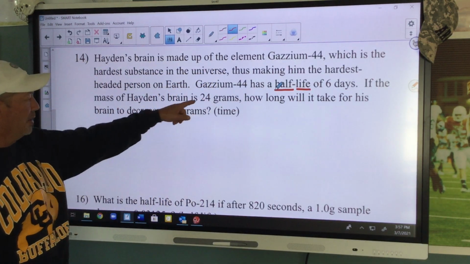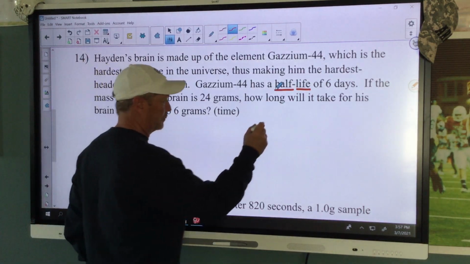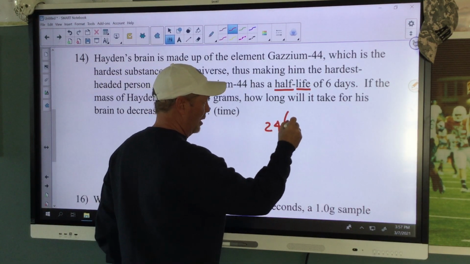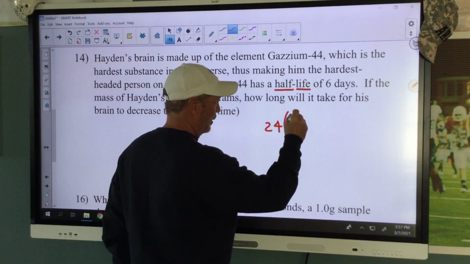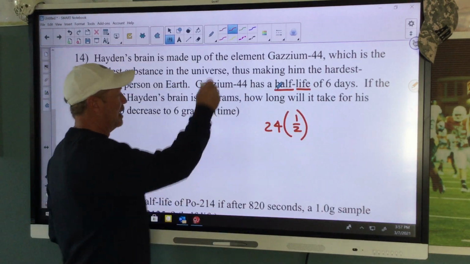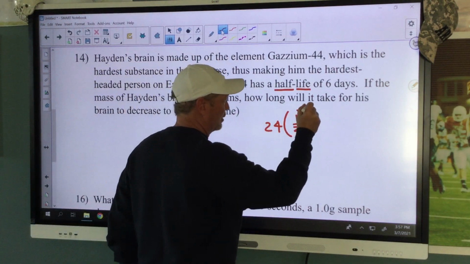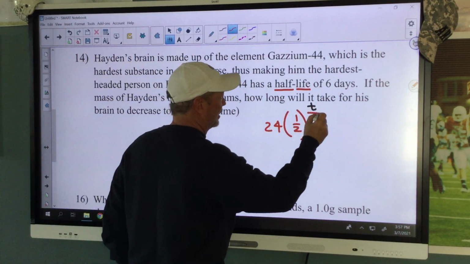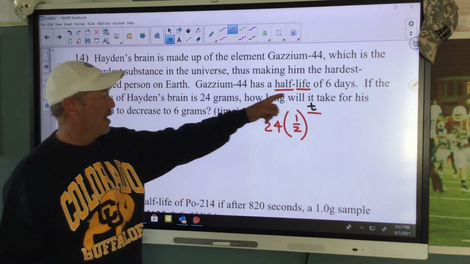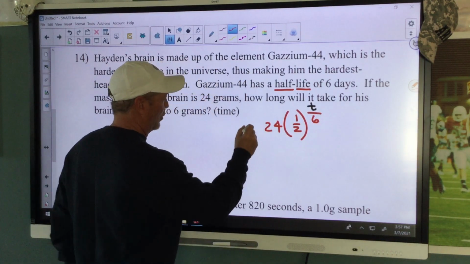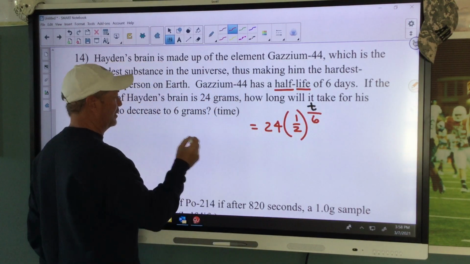So our initial amount is 24 grams, parentheses, 1/2, okay? They're asking us to solve for time. Time is on top, so we do not know what the time is, but we do know what the half-life is. And what does it say? It has a half-life of 6 days, and then it's going to decrease down to 6 grams.